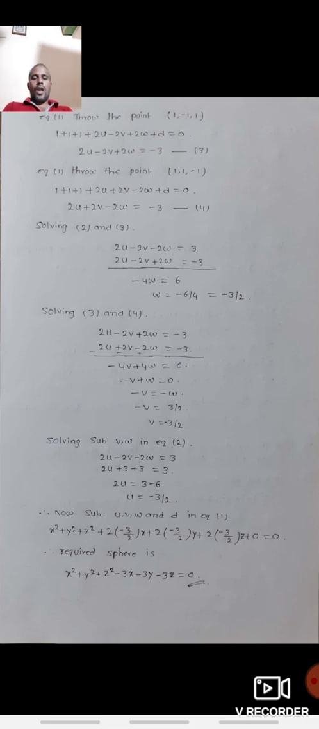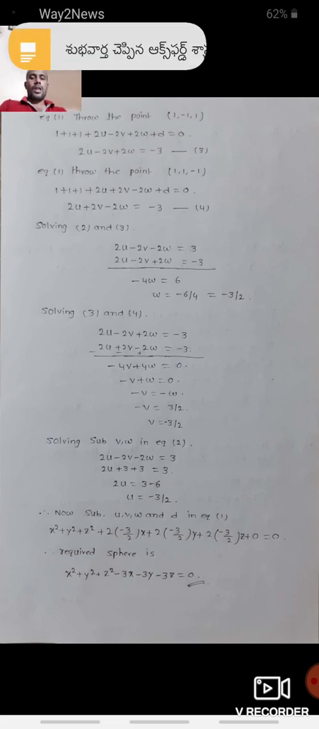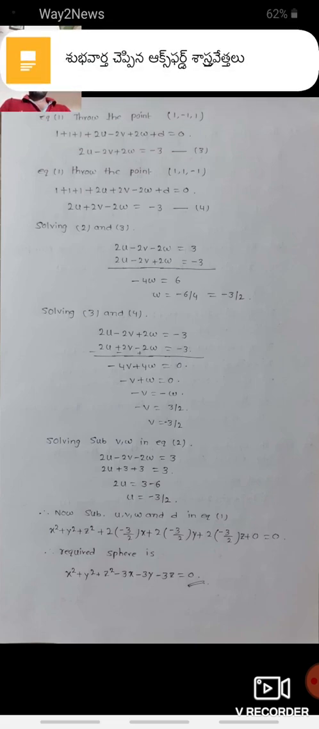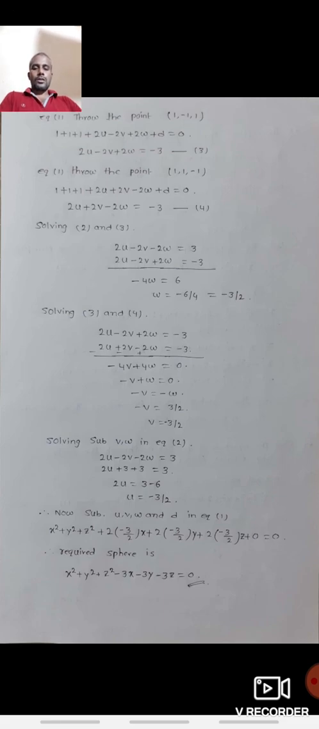Now substitute the values of v and w in equation 2. We get 2u - 2v - 2w = 3. Here, -2v with v = -3/2 gives plus 3, and similarly -2w gives plus 3, equal to 3. So 2u = 3 - 6, and u = -3/2. So here also we get the u value as -3/2.